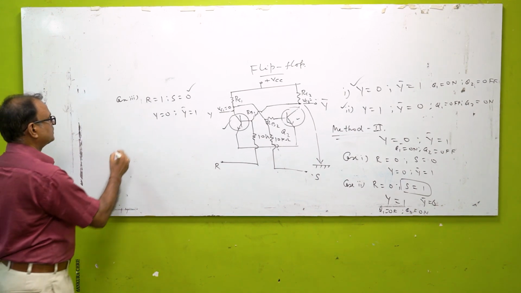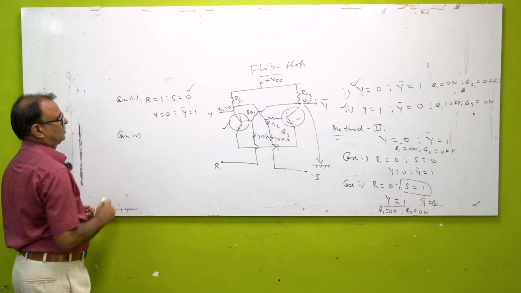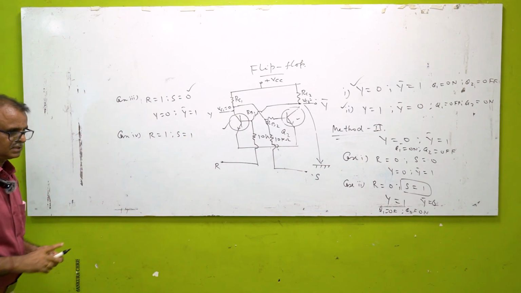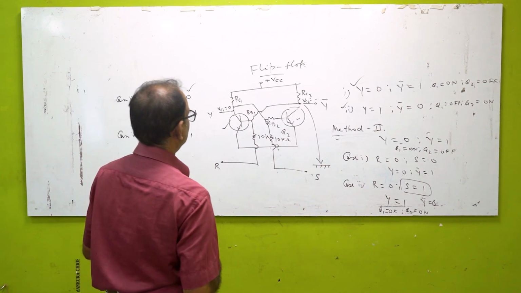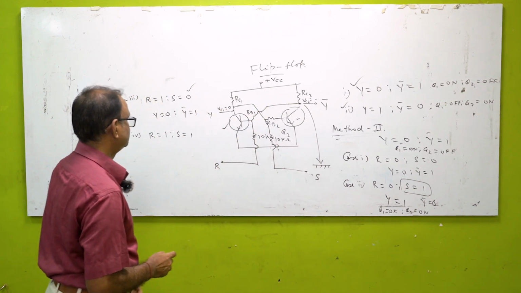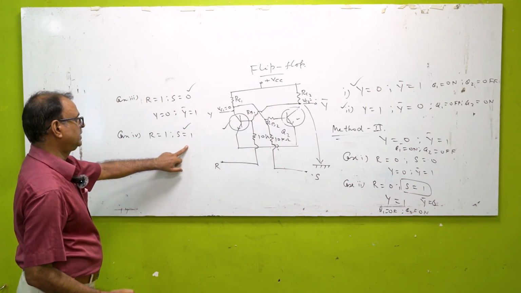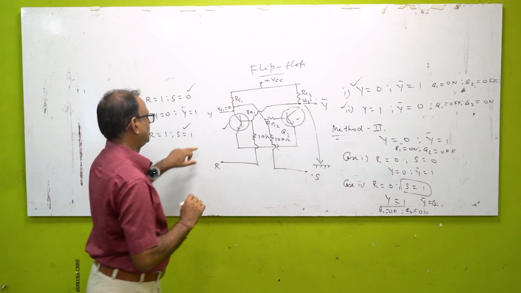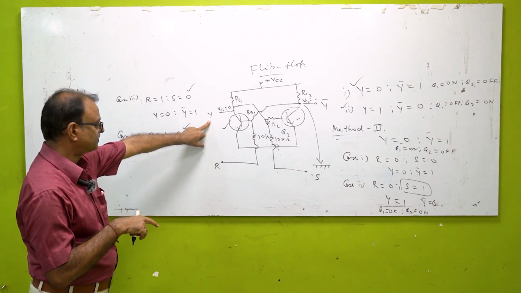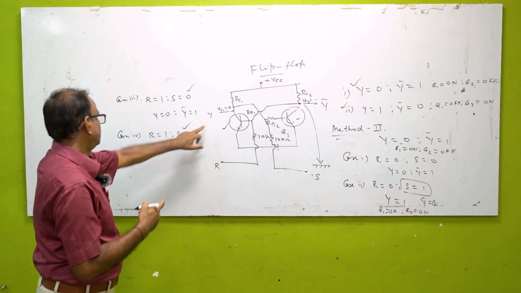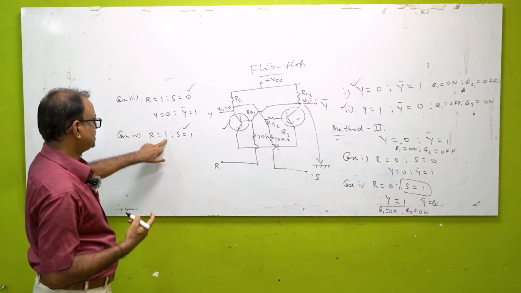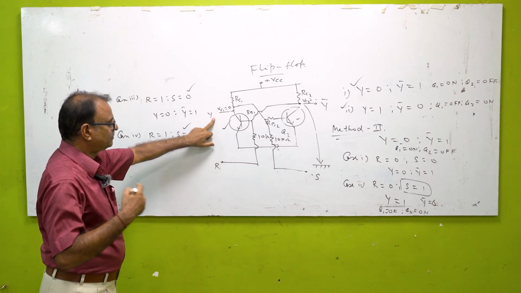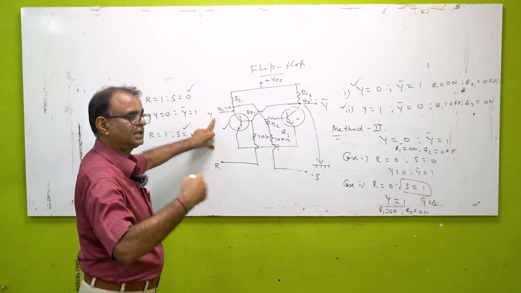Now let us see the last option that is left with us, that is case number 4. When R is equal to 1 and S is equal to 1, that means both the inputs are connected to the supply voltage, what will happen? S is equal to 1 will try to set the flip-flop to make Y equal to 1. And at the same time, R is equal to 1 will try to make Y equal to 0. That means the flip-flop will try to set as well as reset at the same time.